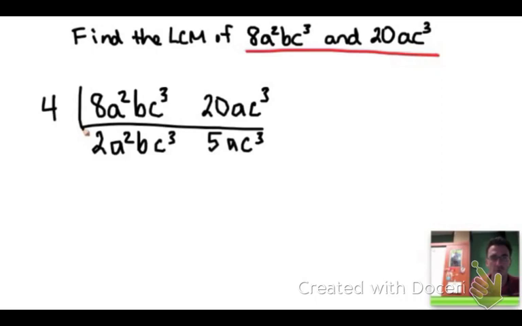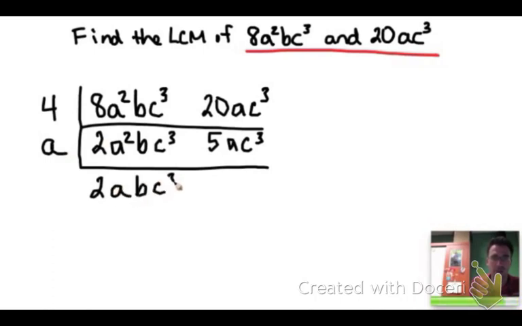I'm going to go one variable at a time. I'm just going to focus on the a's. I have a squared and I have a. Well, the smallest factor of a squared and a, or the common factor, is 1a. So I've got 2a squared divided by a is a, bc cubed. 5a divided by a is 1, so we don't write it, c cubed.